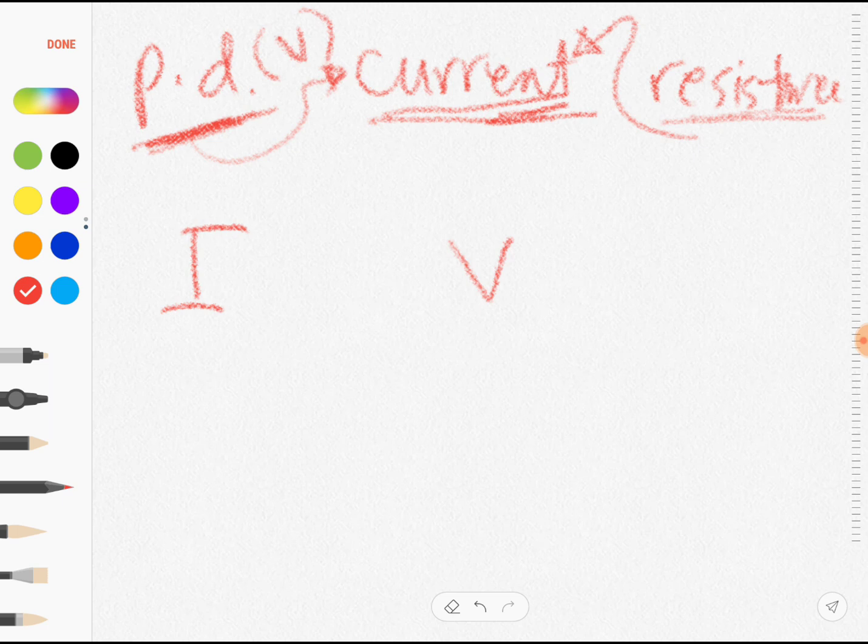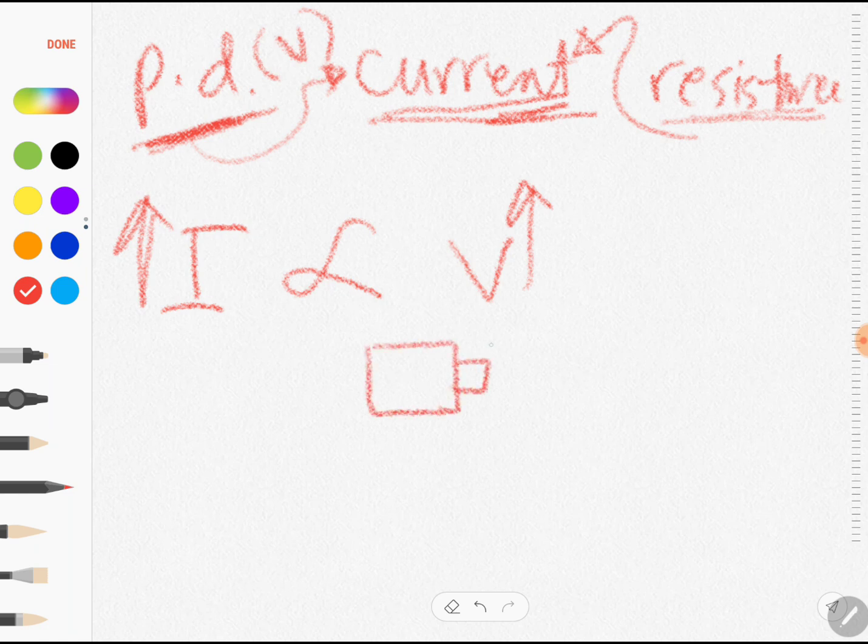Okay, current is directly proportional to potential difference. That means the greater the potential difference, the greater the current. Well, it makes sense because, for example, we have one battery that is connected to another 1.5 volt battery. So when this first battery does work on this charge, it will come out carrying 1.5 joules of energy. And then, will that energy be used up? Not yet, because it's here in the next battery.